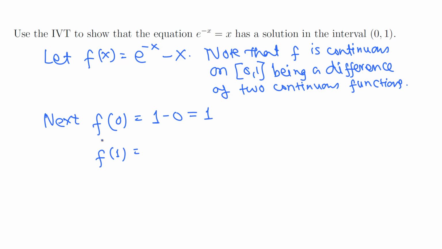Now f at 1: plug in 1 here, e to the negative 1 minus 1. E to the negative 1 is the same as 1 over e, and e is about 2.7. So 1 divided by 2.7 is less than 1. This value is less than 1, minus 1, which is in fact negative. So f at 0 is positive, but f at 1 is negative.